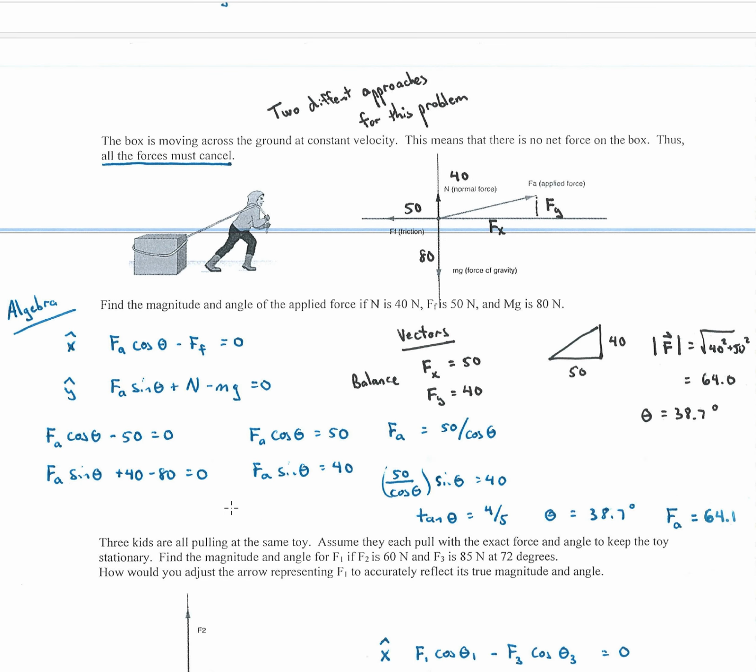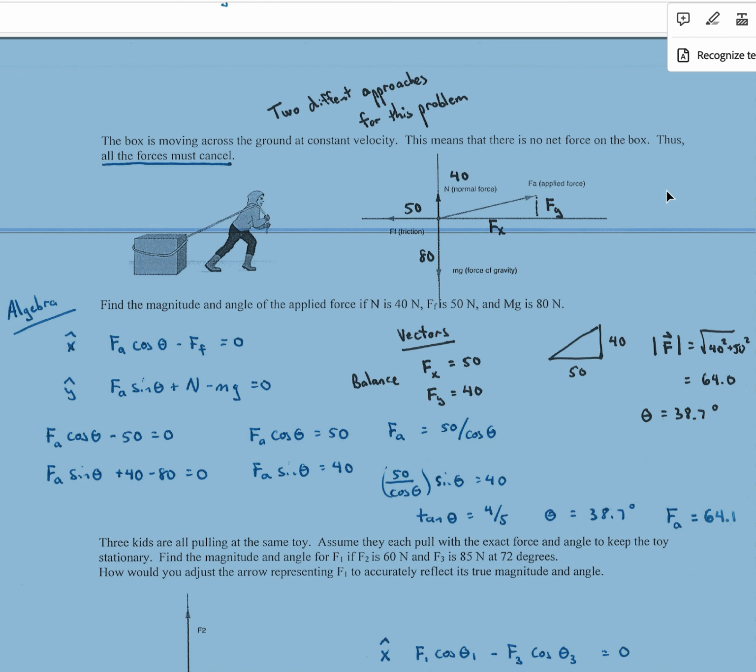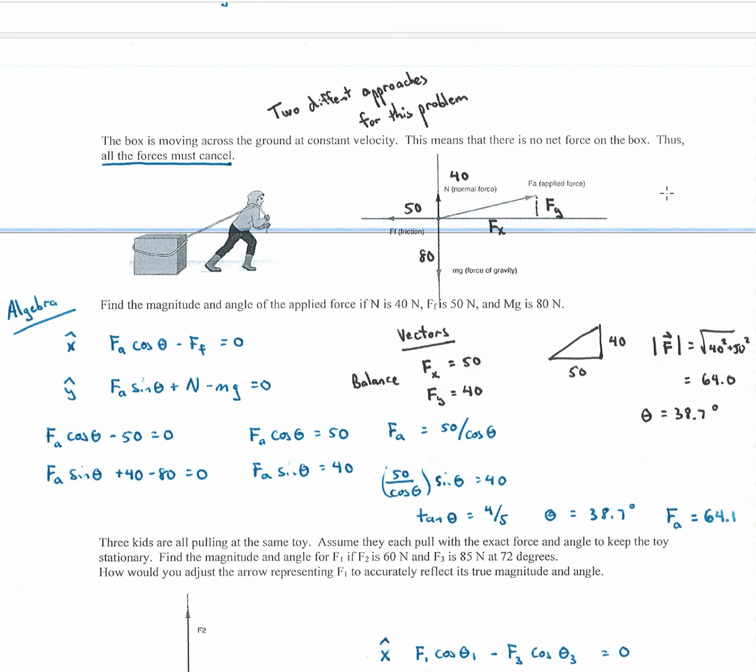All right, this one, this is the picture. And it's moving at a constant velocity. Constant velocity means no acceleration. No acceleration means no net force. So there's no net force on this thing, which means everything is balanced. That's all I'm going to do.